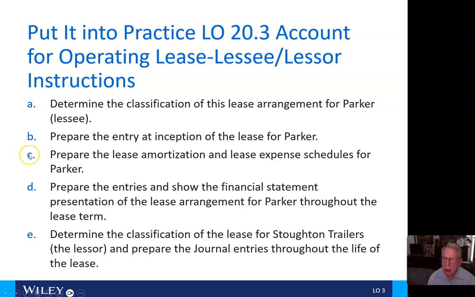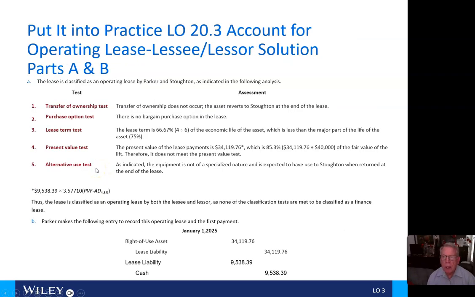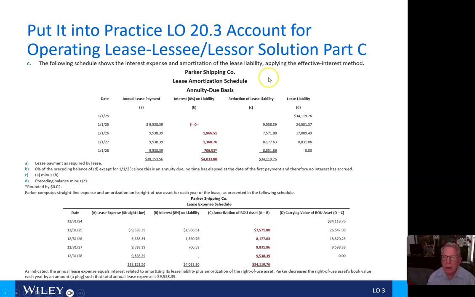Now, under Charlie, prepare the lease amortization and lease expense schedule for Parker. So here is that lease amortization schedule. And you'll see here our annual lease payments, the interest at 8%, the reduction of the lease liability, and the lease liability being amortized down to 0. Okay, I think that's pretty straightforward. We've done that calculation several times before.